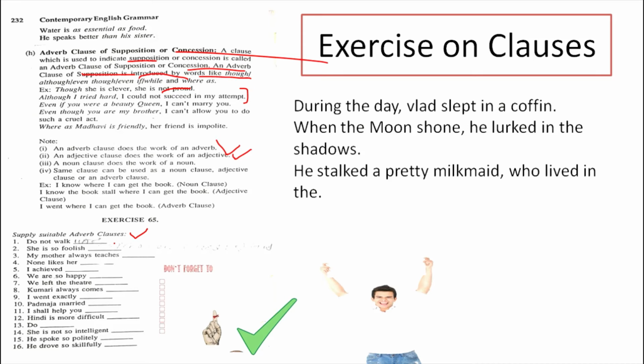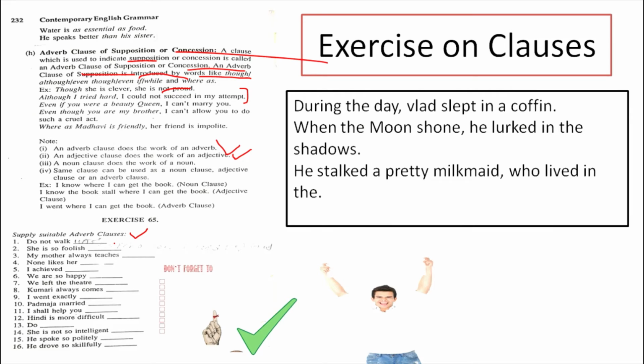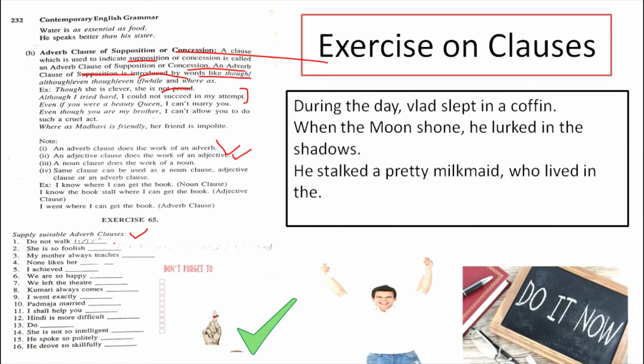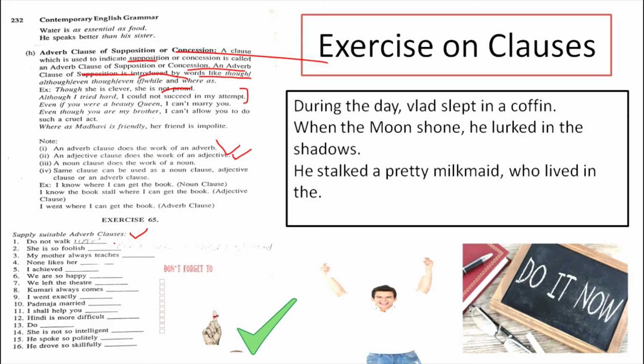During the day the lad slept in a coffin when the moon shone. Here are some clauses. He stalked a pretty milkmaid who lived in the. You need to connect or make a meaningful clause. Just attempt it, do it right now, and comment. Okay, so do it now. The exercises on clauses.